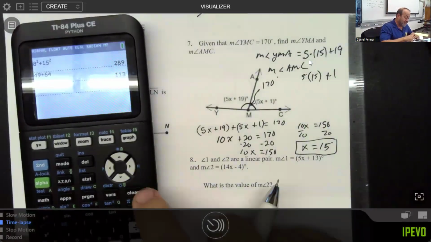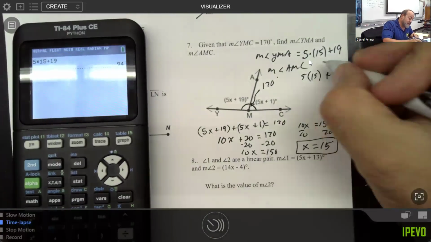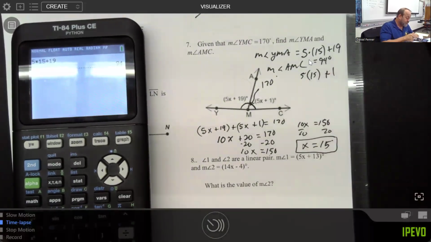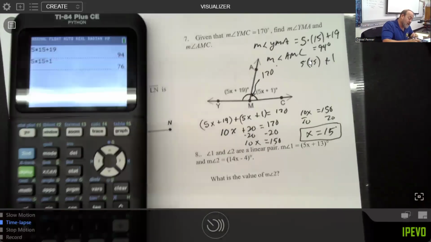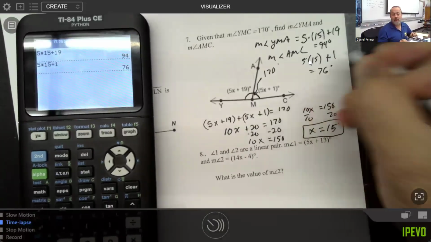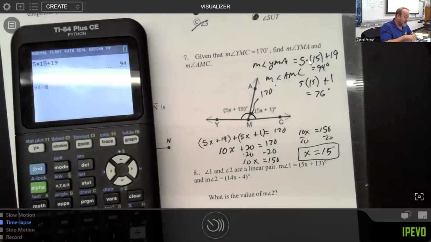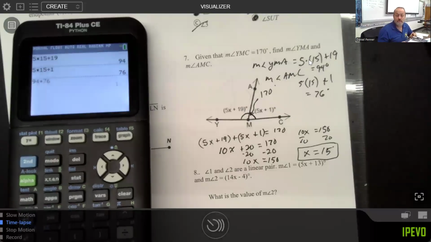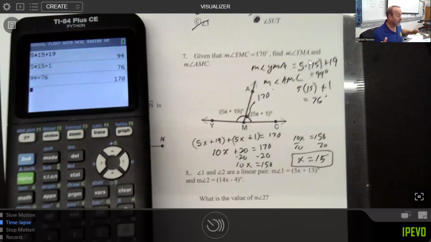So let's see what we got. 5 times 15 plus 19 appears to be 94 degrees. So the measure of angle YMA should have been 94. 5 times 15 plus 1, on the other hand, is 76. Now, some of you were like, oh shoot, you made me do more work. But we actually did that on purpose: 94 plus 76. Because we wanted you to see that if you put those two angles together, you in fact get the 170, which is a nice simple way of checking our answers.